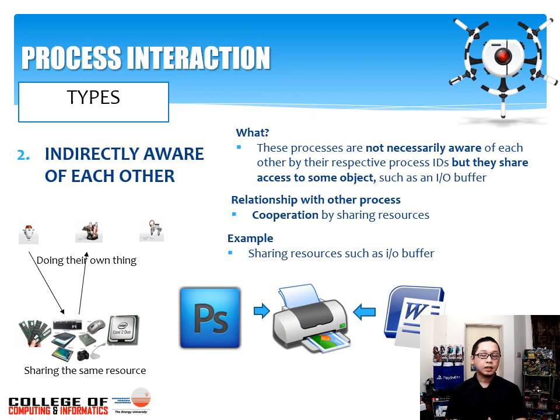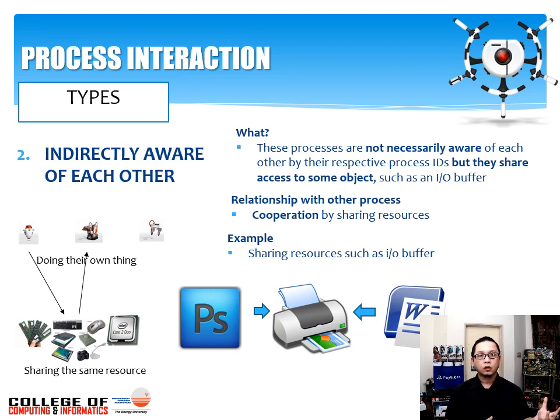Now, the second process interaction is the condition of being indirectly aware of each other. For example, previously I'm running Chrome and also I'm running Word. After a while, let's say I want to print whatever I've written on my Word and also what I've been viewing on Chrome. So from processes that are independent, now these two processes are indirectly aware of each other because of the use of shared resources. These shared resources are actually the printer.